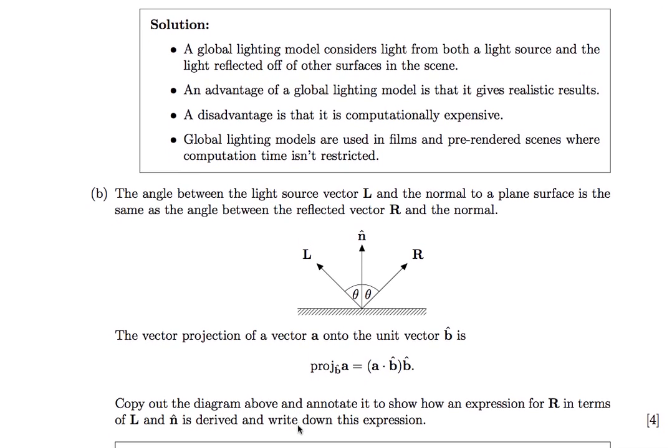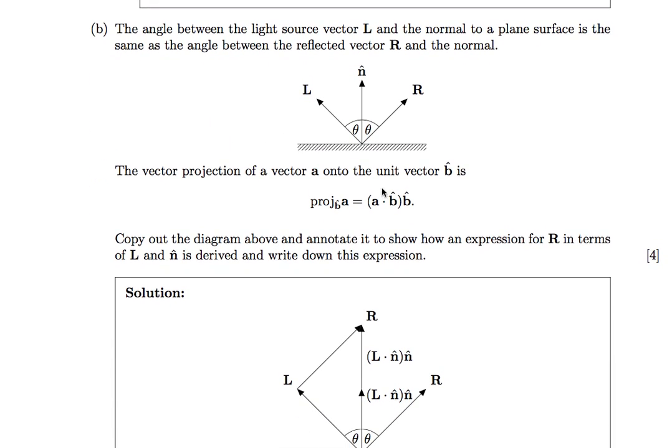Okay, part B. The angle between a light source vector L and the normal to a plane is the same as the angle between the reflective vector R and the normal. So here we have our plane, and there's our normal vector. If this is the vector pointing to the light source, then the light reflected will follow R, which makes the same angle with the normal vector. And you're also given the formula for the vector projection.